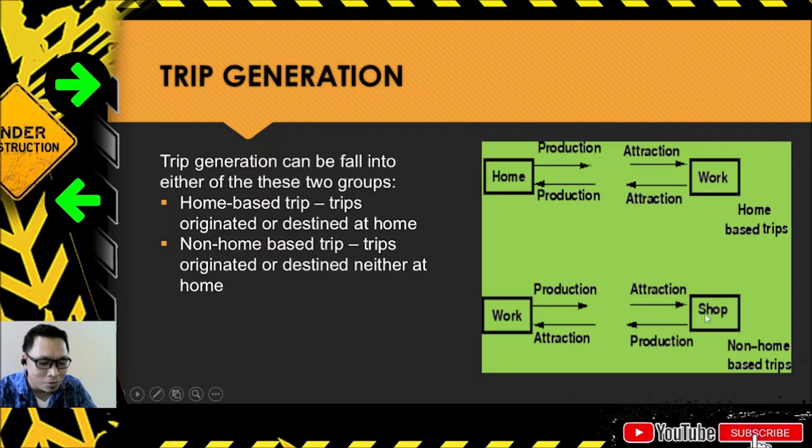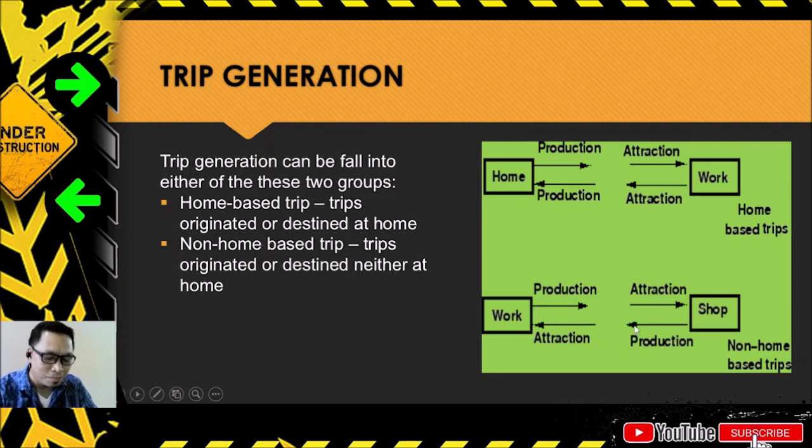Let us say, for example, someone comes from the shop but their work time is not yet finished, so they need to return to work. That is a trip production from the shop that is attracted to work.